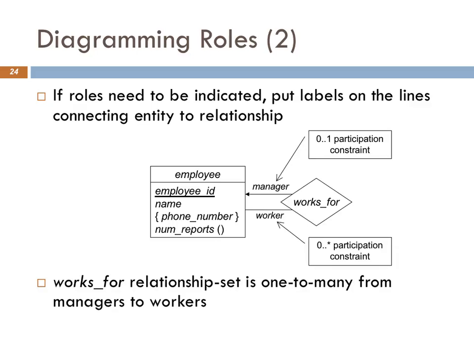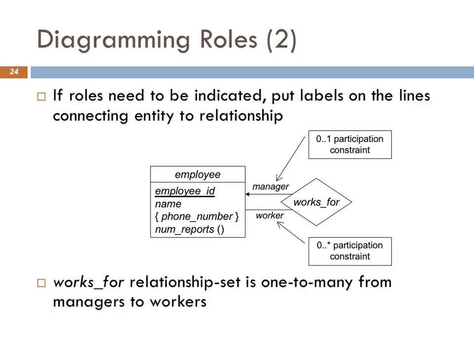Oh, here's another way that you could do it. If you were doing numerical constraints, 0 to 1 participation constraints. Is that right? I'm not sure that that's actually correct. Because on the manager side, you can participate in 0 relationships. That's perfectly fine. But you may participate in many relationships because you're managing multiple people. Whereas a worker may participate in 0 relationships, but it will participate in at most 1. So I think those numbers are actually backward.